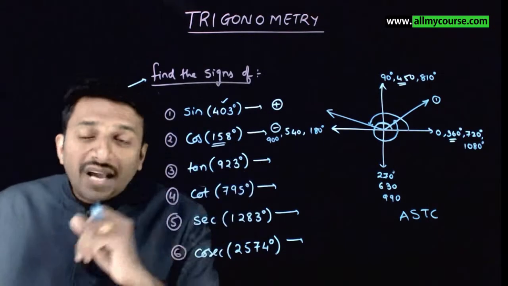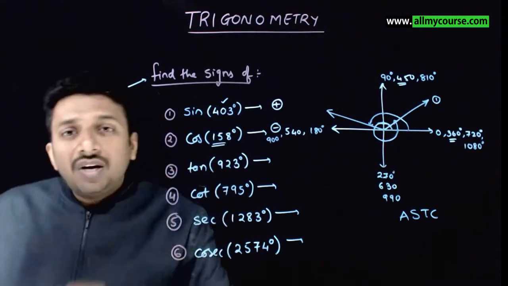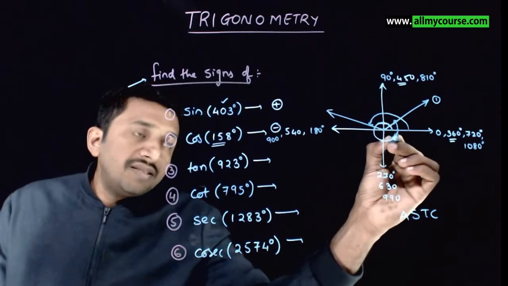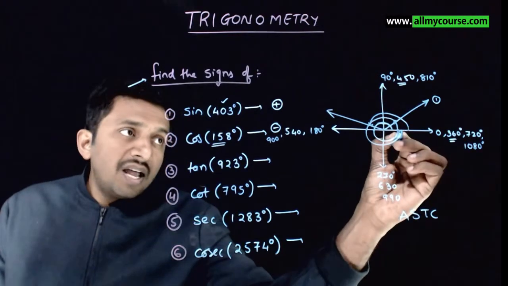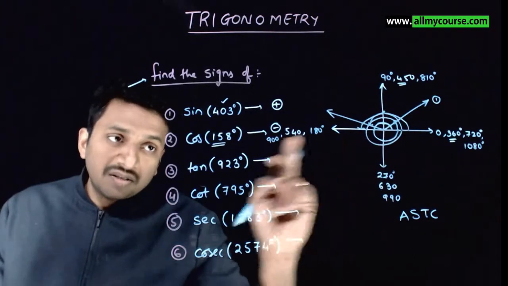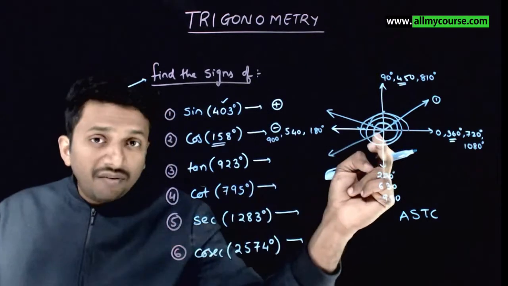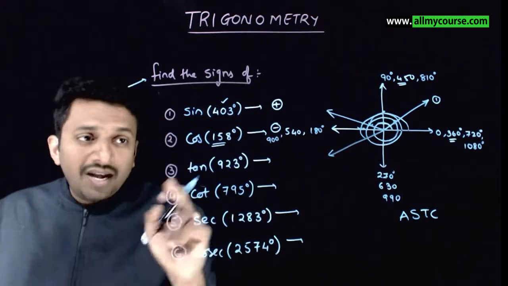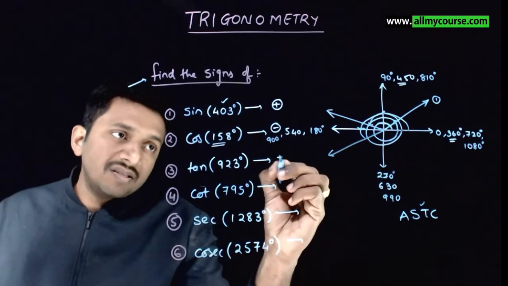Next, tan of 923 degrees. You should try to understand where 923 lies. If you take one rotation, it is 360 degrees. Two rotations complete 720 degrees, and then 810 degrees, 900 degrees. So it is 2.5 rotations and 23 degrees extra. If you rotate the ray through 923 degrees, it will stop in the third quadrant. And in the third quadrant, tan is positive. So tan 923 is a positive number.